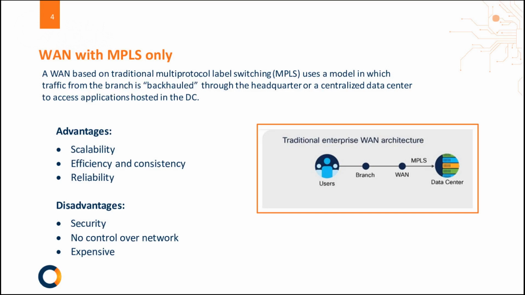A WAN based on traditional multi-protocol label switching uses a model in which traffic from the branch is backhauled through the headquarter or a centralized data center to access applications hosted in this data center. So this model had some advantages and disadvantages. The advantages were scalability. It was scalable and efficient as well. Also, because of MPLS, we all know they were reliable links.